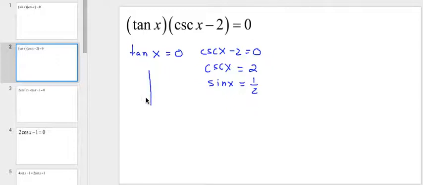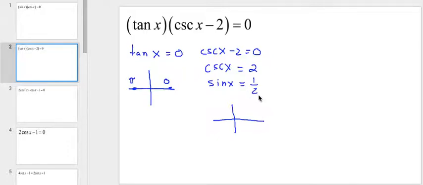Alright, so now we need to know where on the unit circle does tangent x equals 0. If you have trouble remembering that, remember that tan x is y over x on the unit circle. So the only way that you can get y over x to equal 0 is if the y is equal to 0. So the two places where y equals 0 is when the angle is 0 and when the angle is pi.